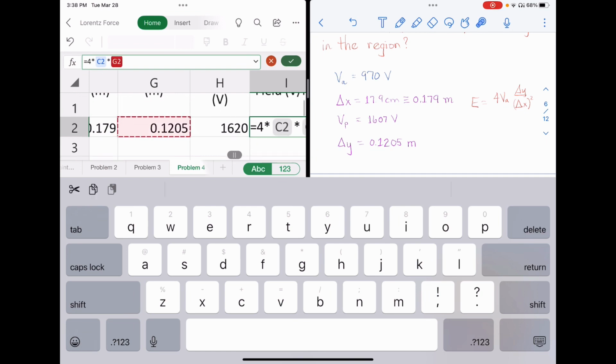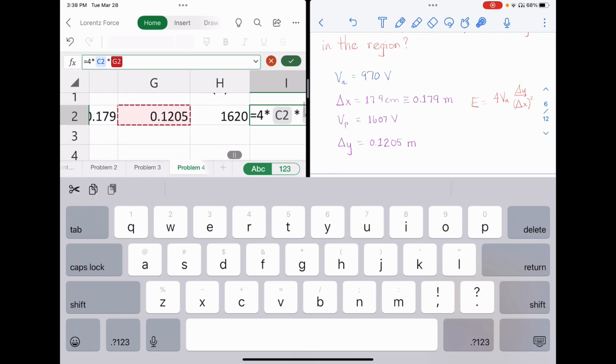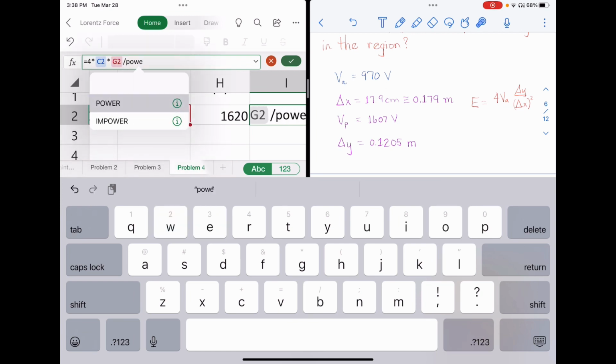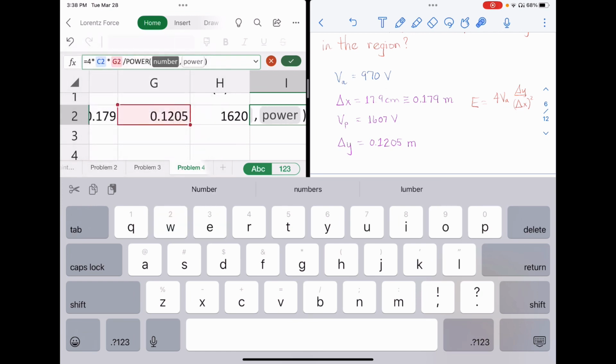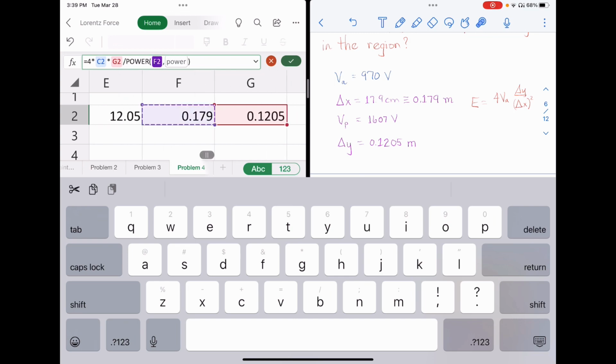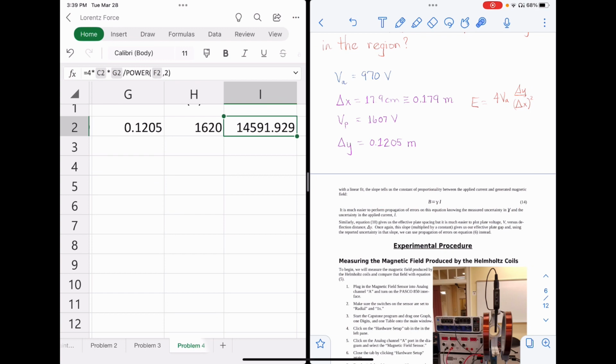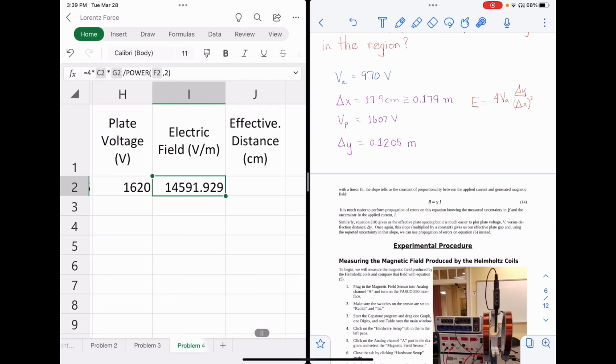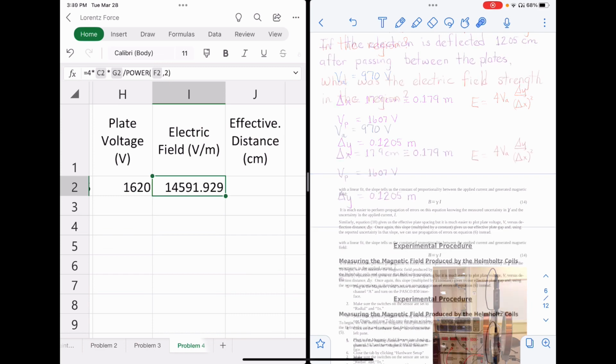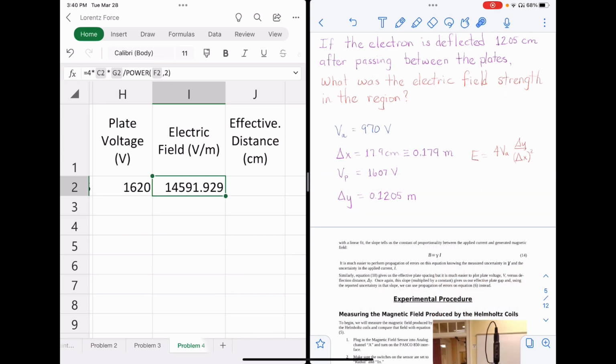All right, so that's our deflection or the delta y. And then we want to divide this by the distance of travel squared. All right, so here is our electric field. Now let's go ahead and find the effective distance.